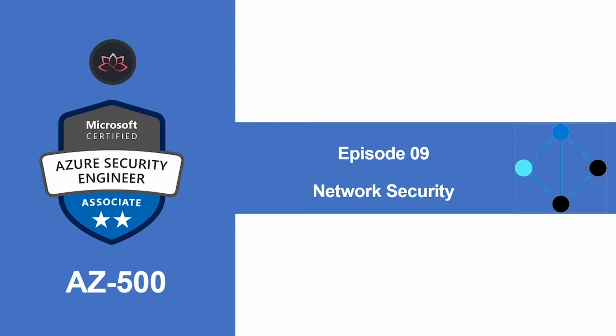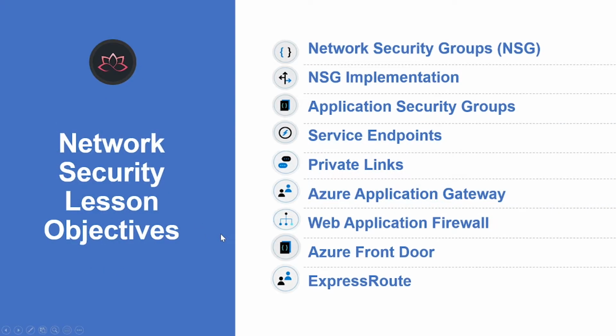In this episode, we're going to learn about network security. Let's have a high-level look at what we're going to learn in this video. We will start with understanding what network security groups, or NSGs, are, and you will learn how to implement NSGs as well. Along with that, you will learn what ASGs, or Application Security Groups, are. Then we will cover concepts like service endpoints, private links, etc. Then we will learn about Azure Application Gateway and Web Application Firewall, and services like Azure Front Door and ExpressRoute as well. So without wasting any more time, let's get into it.